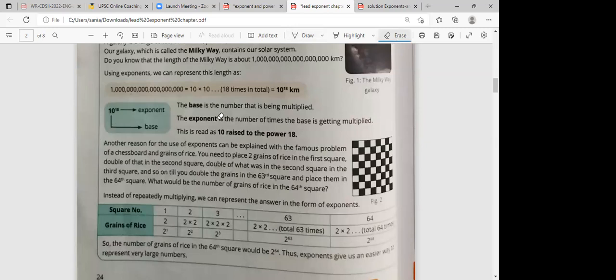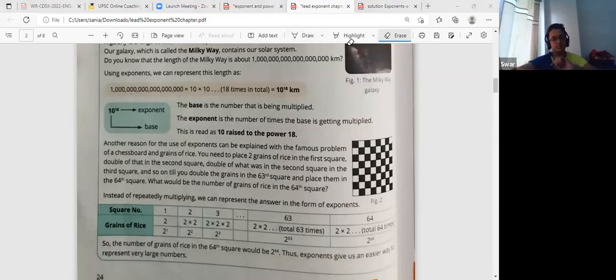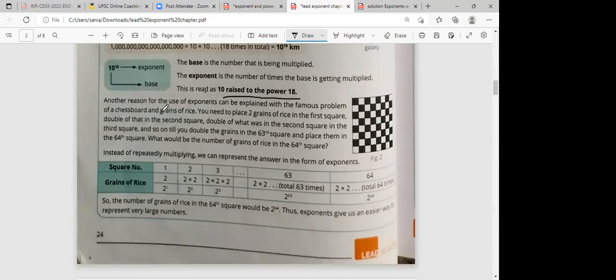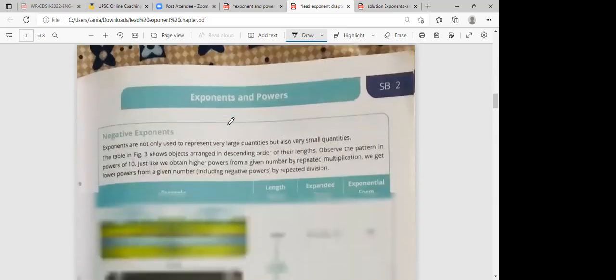Yes, ma'am. Okay. And one more thing, the base is the number that is being multiplied. This number has been multiplied 18 times. The exponent is the number of times it is being multiplied. So how will you say it? You won't say 10, 18. You will say 10 raised to the power 18. This is how you pronounce it. Clear?